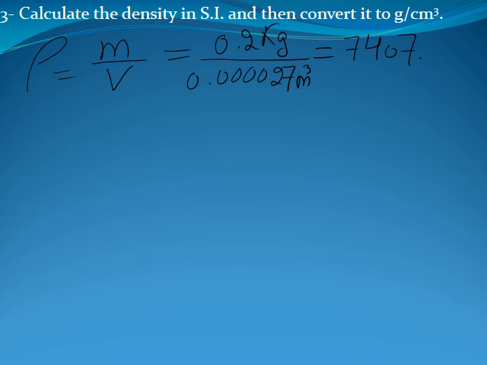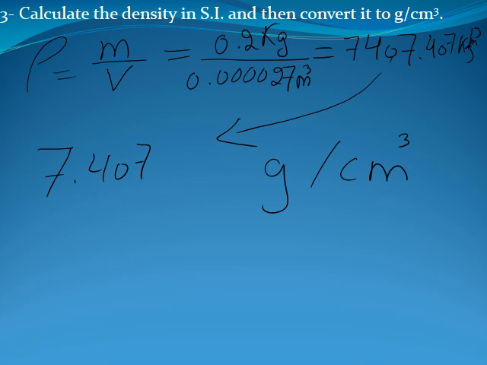7407.407 kilogram per meter cube. We have to convert this one into gram per centimeter cube. What shall we do, Mr. Muhammad Hassan? Kilogram per meter cube to gram per centimeter cube. Divide by 1000. Okay, so it will be what?